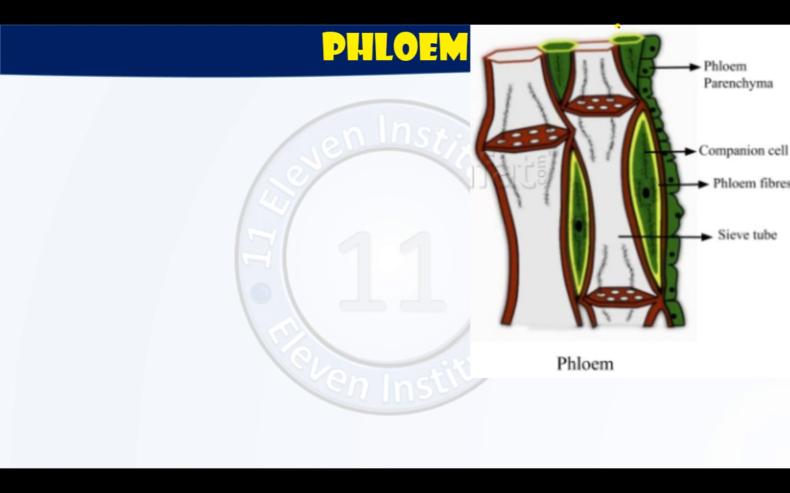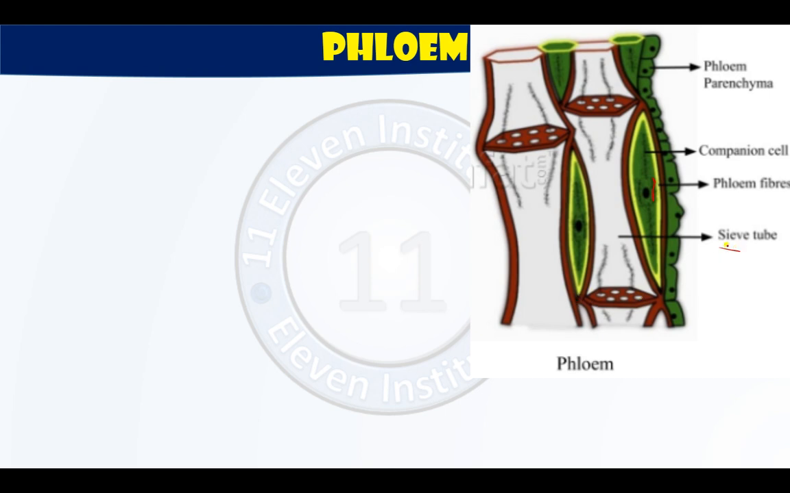Now this is the image representing phloem. You can see there are many types of cells. There is phloem parenchyma, there is companion cell, there are phloem fibers inside the companion cells. You can see them over here. This is the sieve tube. Why is it known as sieve tube? Because there are sieves present over here.